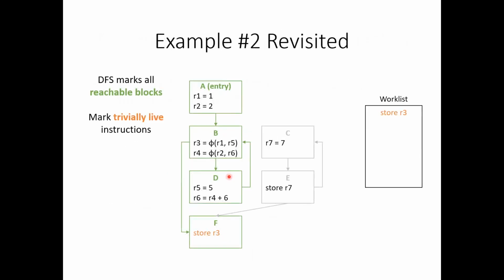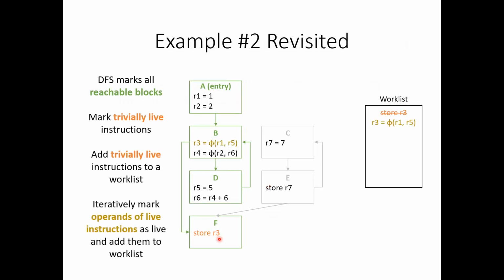So here, if I come back here, first I remove the store from the work list, right? The store, I go through the operands. What operands does the store have? It has R3. So then I will mark R3 as live, and then I'm going to go through the operands of R3. In this case, they're R1 and R5. And I'm going to add the instruction that defines R1 and the instruction that defines R5 to the work list. So now I've added R1 equals 1 and R5 equals 5 to the work list.